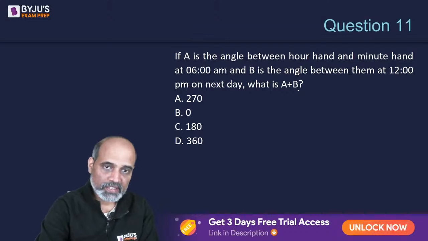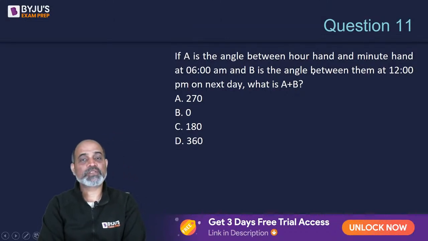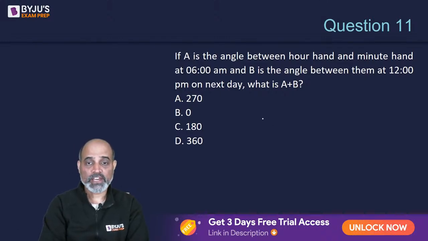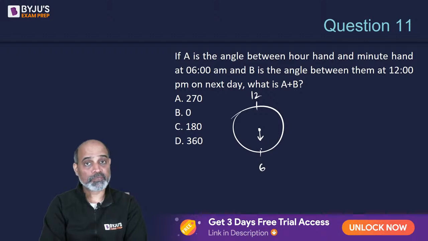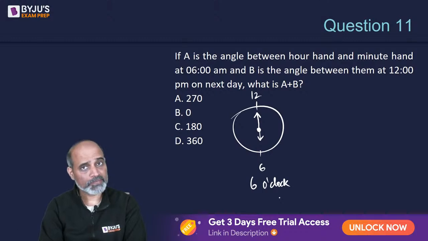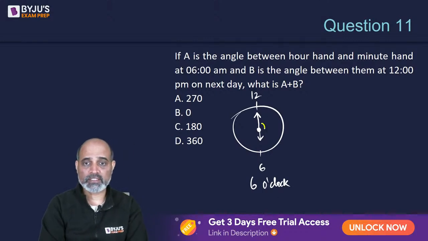Okay. Next, if A is the angle between the hour hand and minute hand at 6 a.m. and B is the angle between them at 12 p.m. on the next day, what is A plus B? Well, for this, if this is 12 and this is 6, the hour hand will be pointing towards 6, while the minute hand will be pointing towards 12. This is our 6 o'clock. It doesn't matter whether it is AM or PM. So the angle between the hands is 180 degrees.